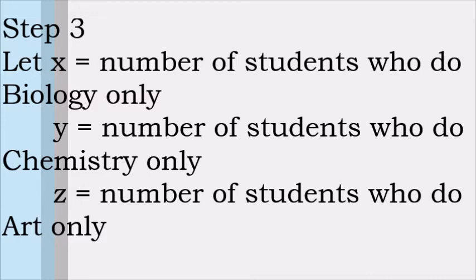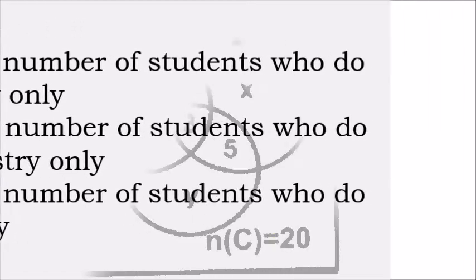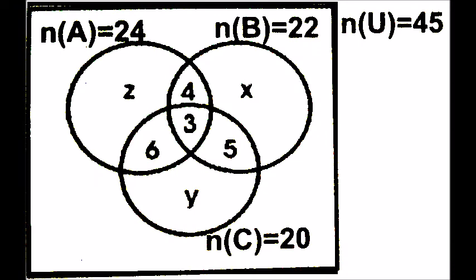Y equals number of students who do chemistry only, and Z equals number of students who do art only. Now when you look on the Venn diagram, you can see that if you present the A, B, and C with Z, X, and Y.